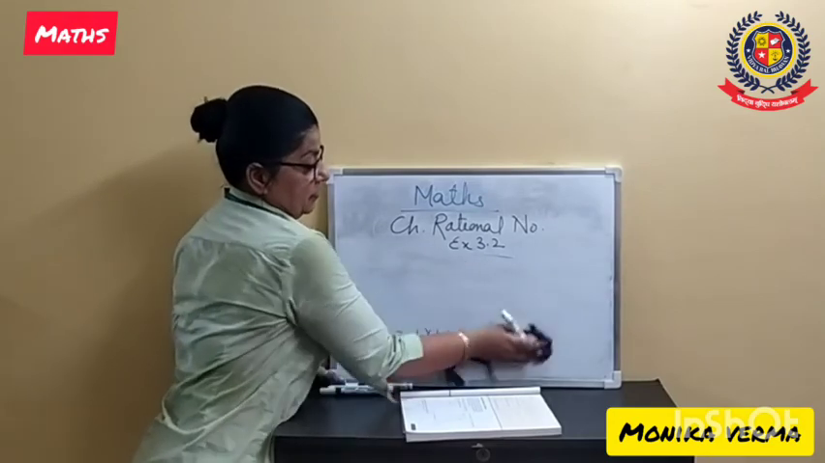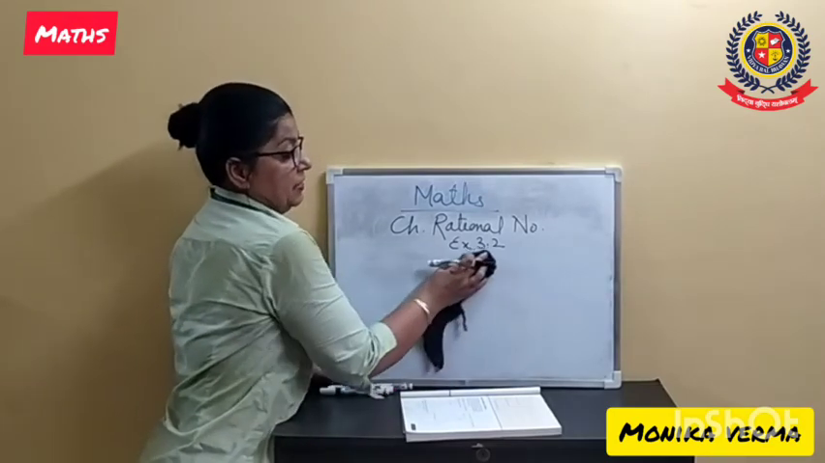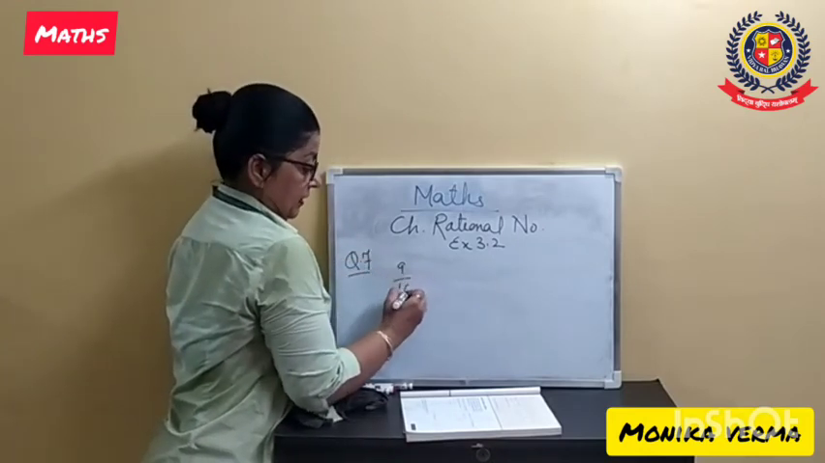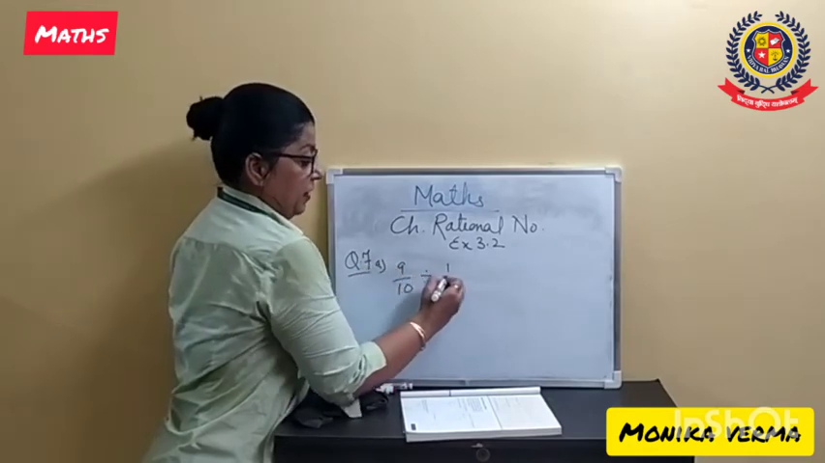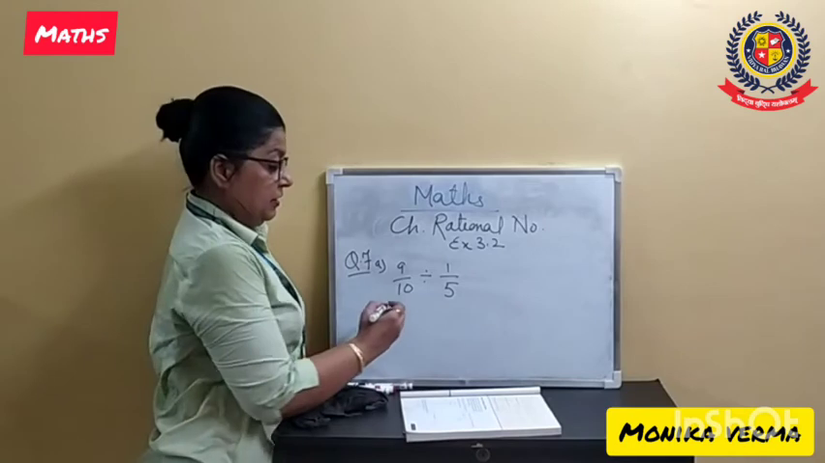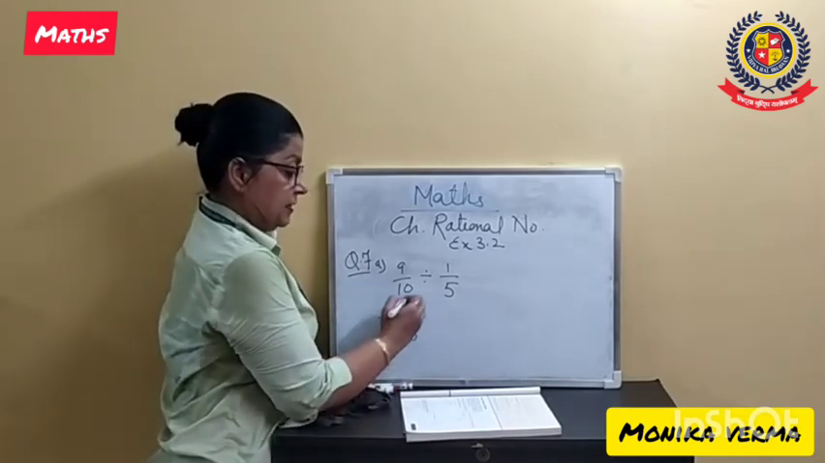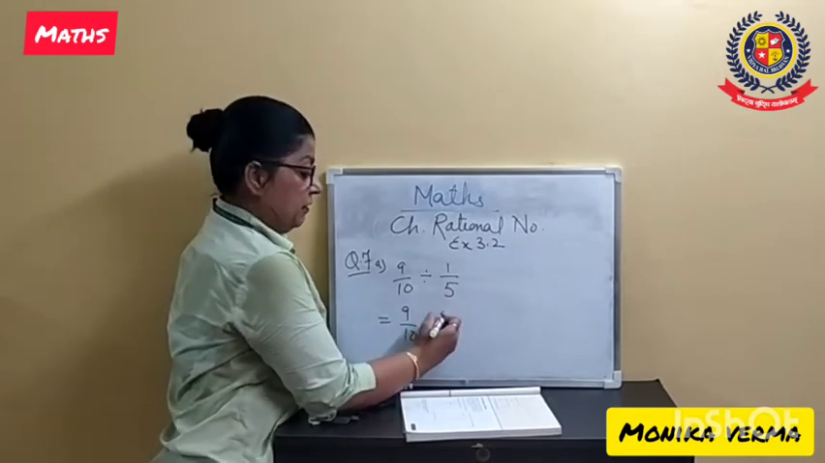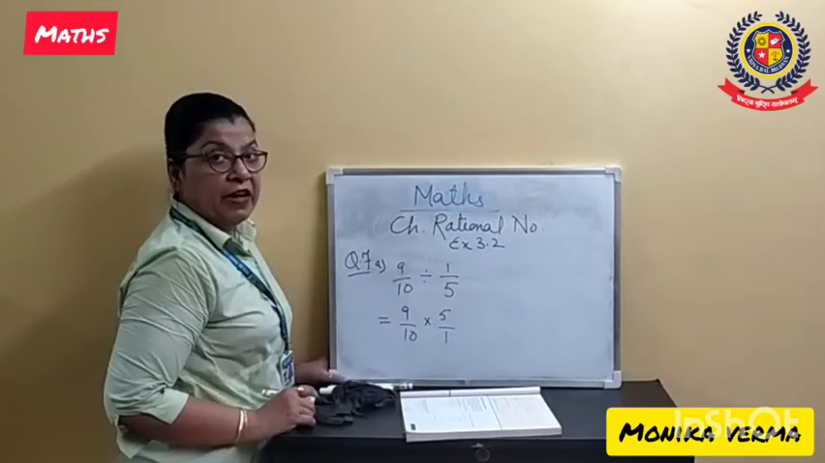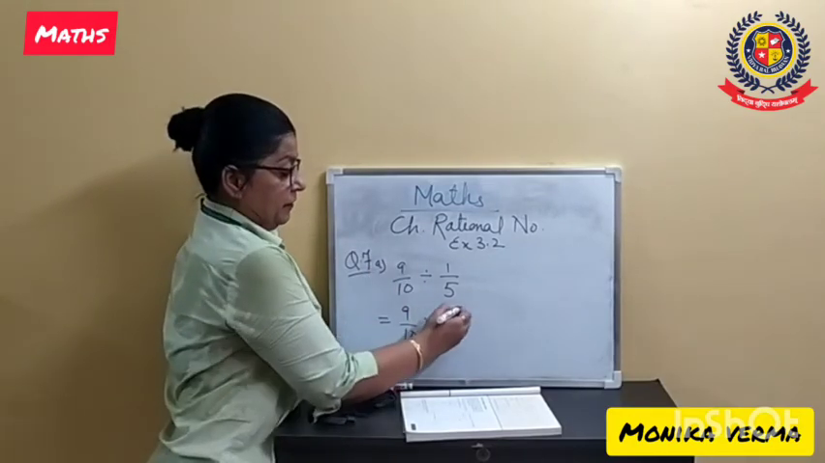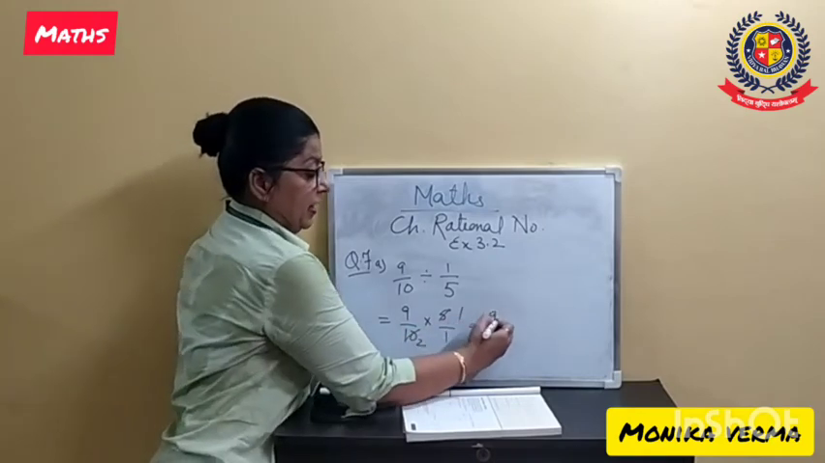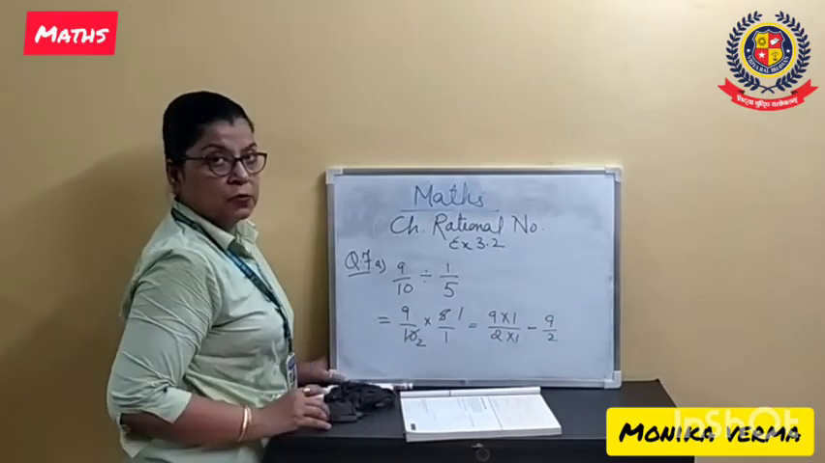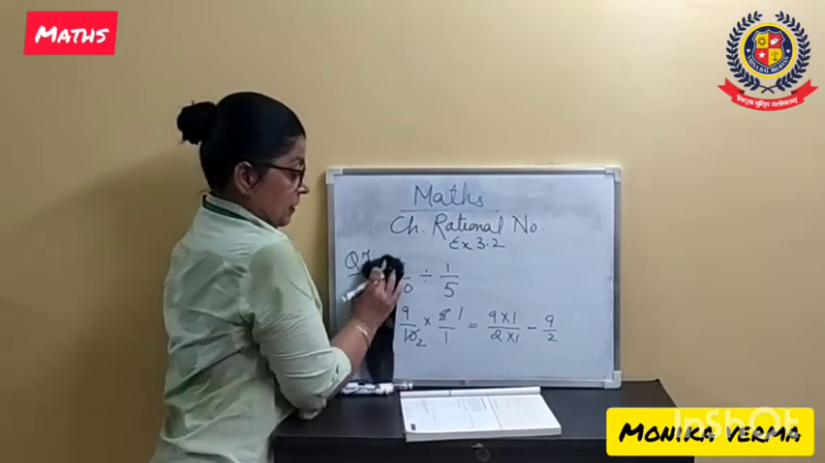Now question number 7. Find the quotient. It means now we have to do the division, and division we have just revised. 9 by 10 divided by 1 upon 5. How have we learned? 9 by 10, first number as it is. At the place of division we will write multiplication, and the number after division will be the reciprocal. 1 upon 5 will change to 5 upon 1. 5 ones are 5, 5 twos are 10. So we got 9 into 1, 2 into 1. So we got 9 upon 2. Okay. Next, B part.